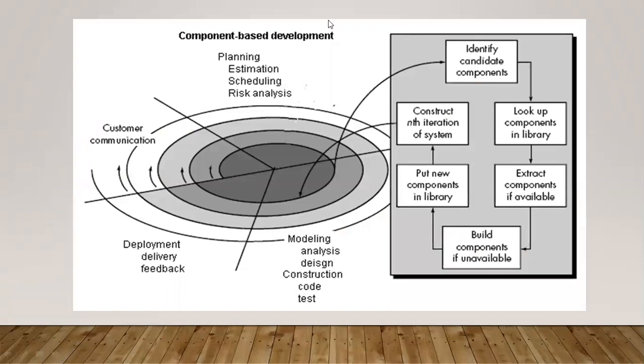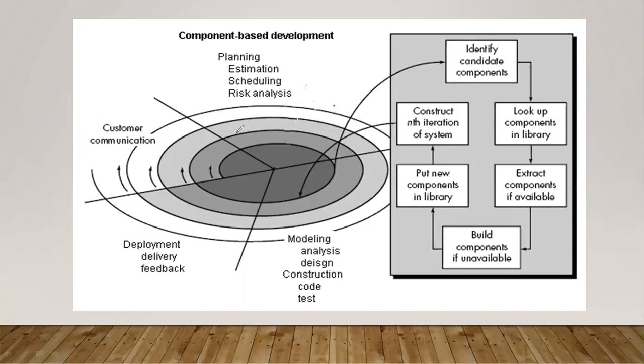See the diagram of this component based development model. First of all, have a look. This is the complete spiral model diagram which you have seen in yesterday's session or in today's session also, when we briefed about this. So this spiral model has 5 activities. First one is customer communication, then risk estimation and scheduling, the risk analysis part.